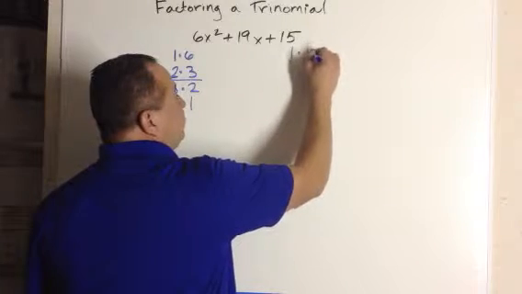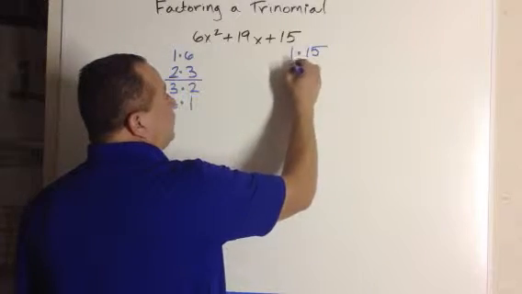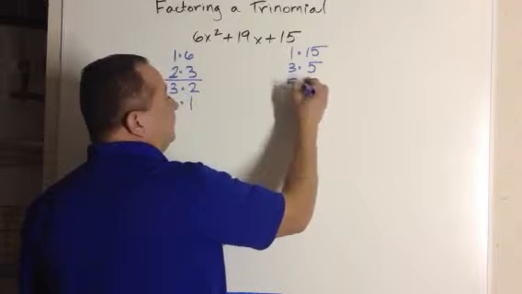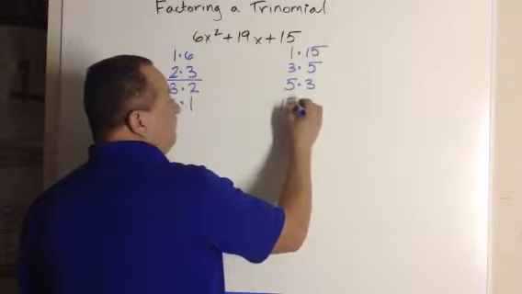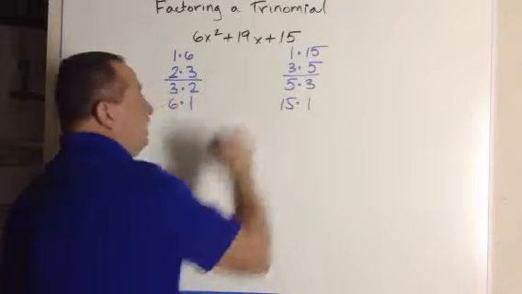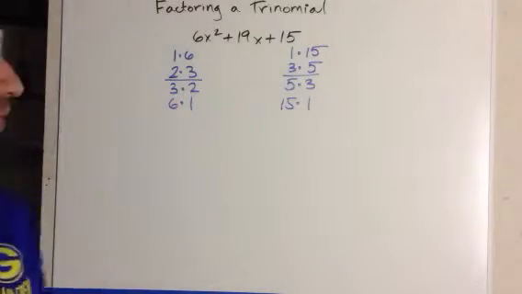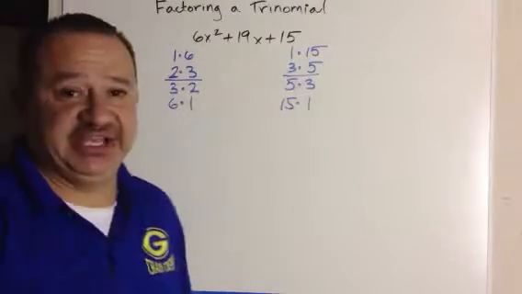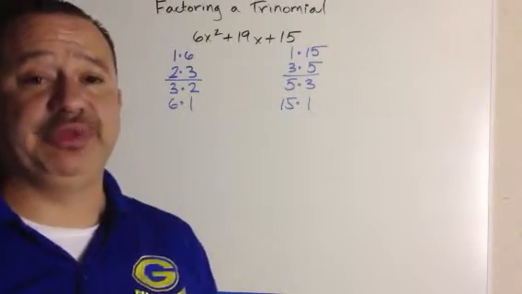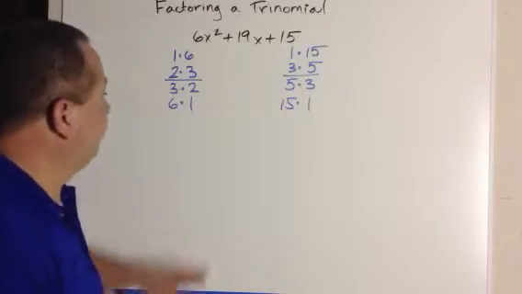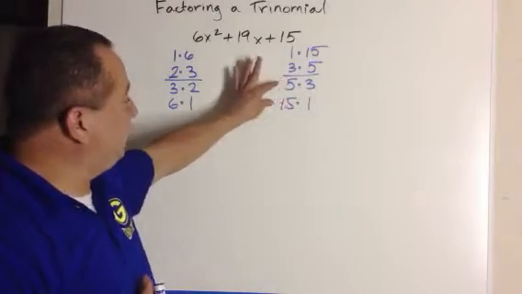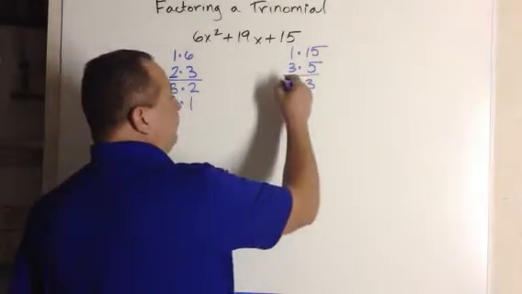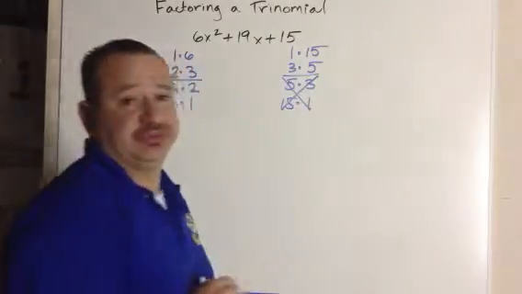Now we have to do factors of 15. 1 times 15, 3 times 5, 5 times 3, and 15 times 1. Again, it repeats there. Now, we do not need repeats on both sides. We can actually get rid of one of the repeats, so it really is up to you. Do you want to get rid of these two repeats, or these two repeats? It doesn't matter. So I'm going to go ahead and get rid of these two. I'm not going to use those.